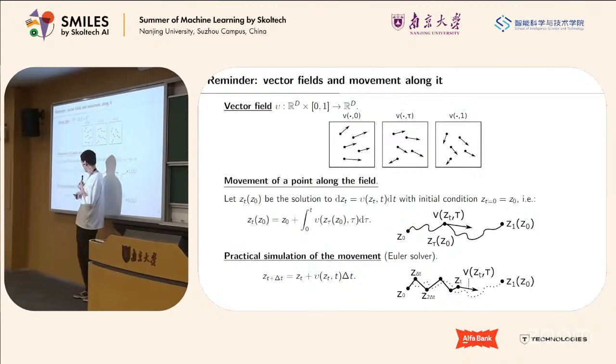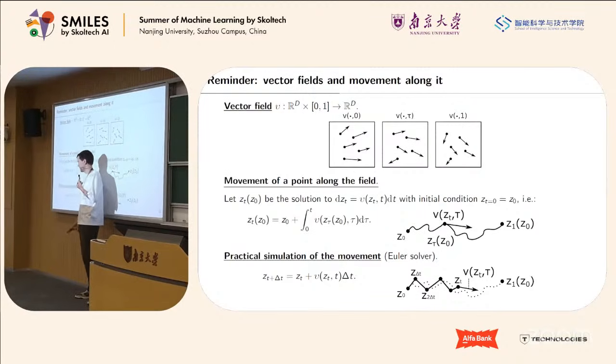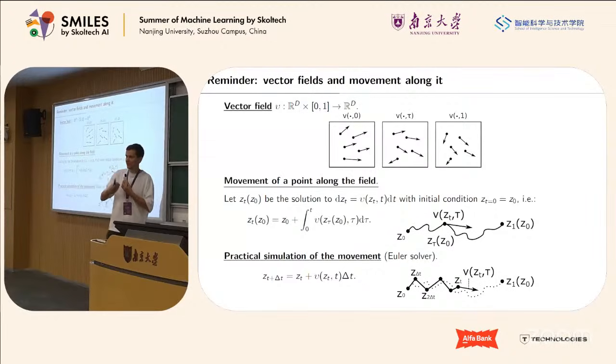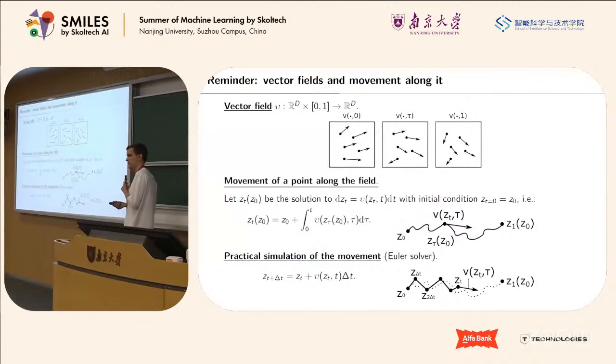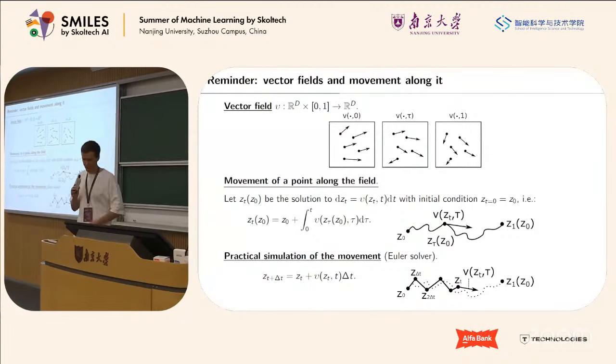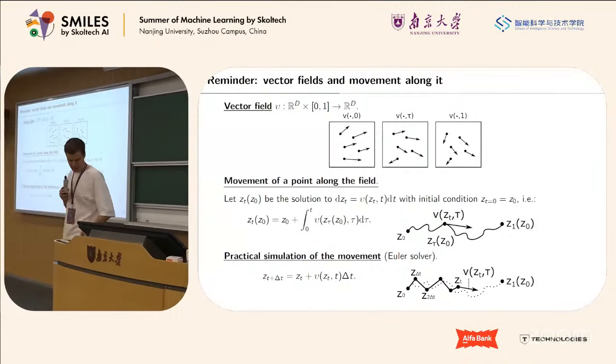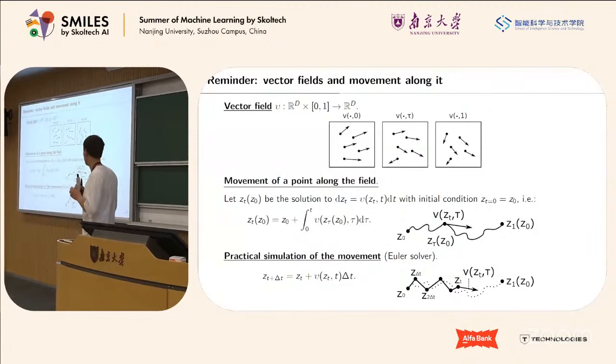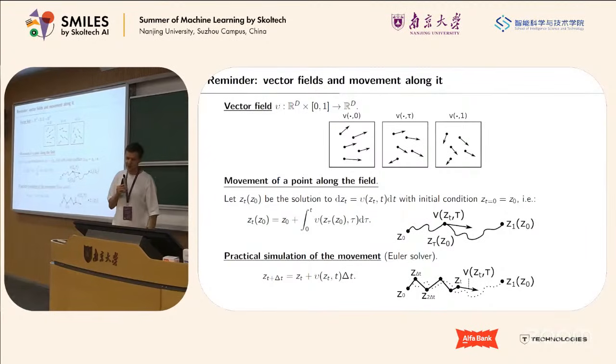To move to the next point at time t plus delta t, you need to take the point at time moment t and just add to this point the current speed vector multiplied by delta t. And of course, the same way as I discussed for diffusion models, the question is: which discretization should we pick to accurately model this movement along the vector fields?